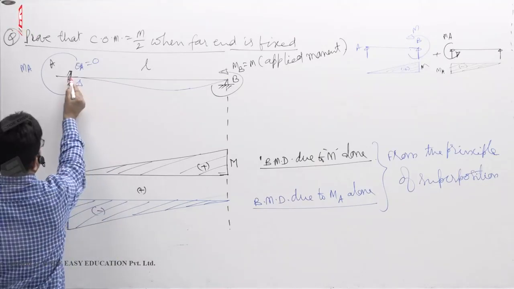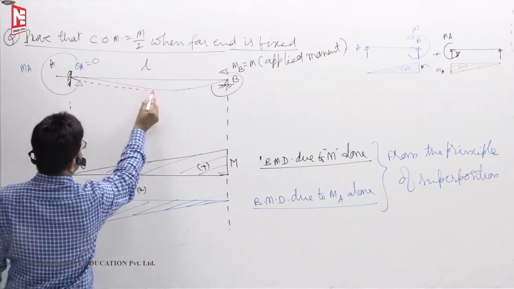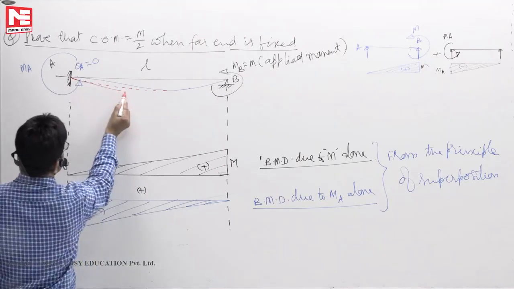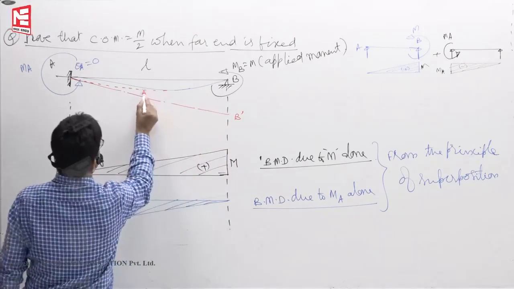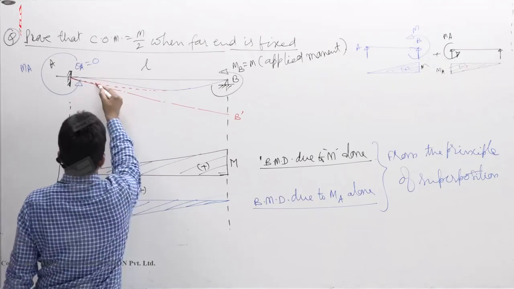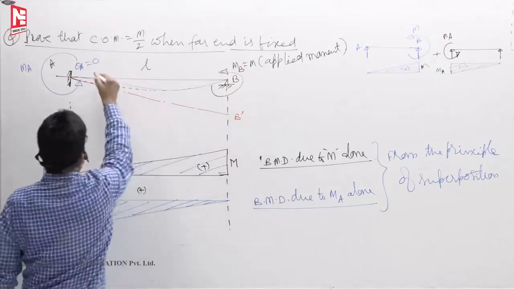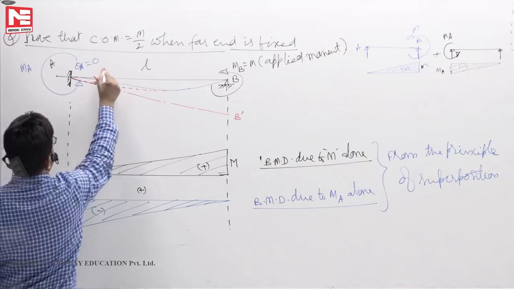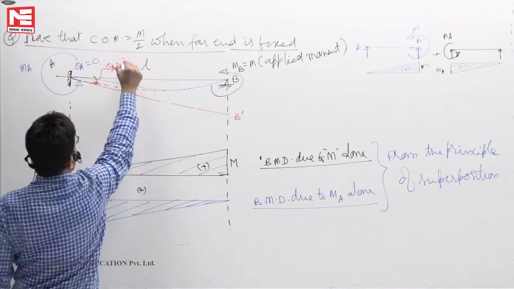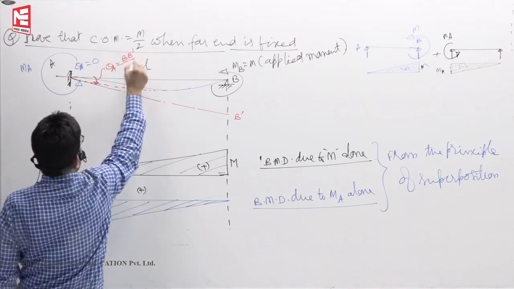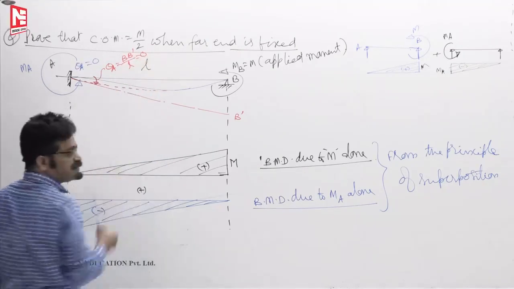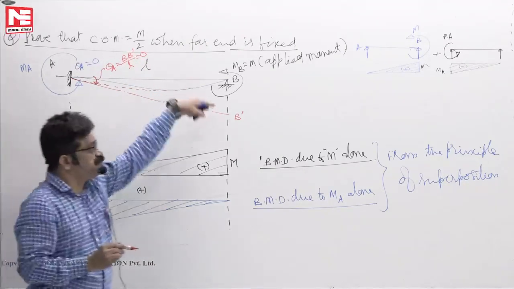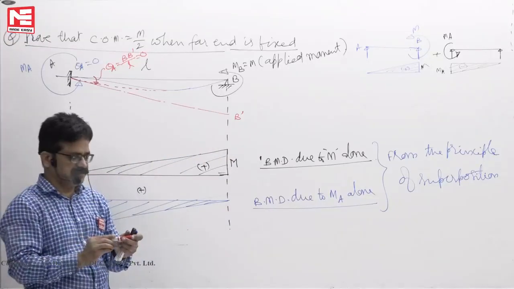So now you see, if at all theta A is not 0, supposing that theta A is existing, then the deflection profile could have been something like this. BB dash. So it will deflect like this. Theta A also will be there. What is theta A actually? BB dash by L. In this case now theta A is 0. That means BB dash by L must be 0. That means BB dash must be 0.